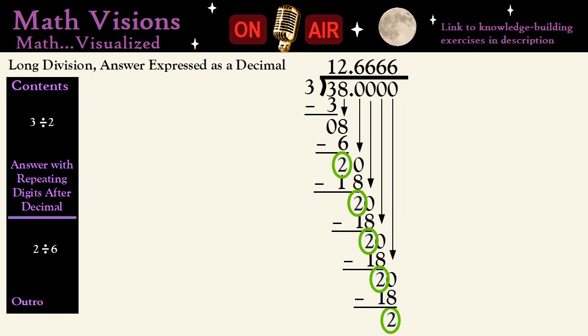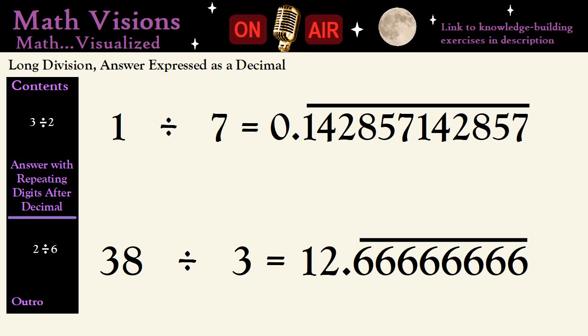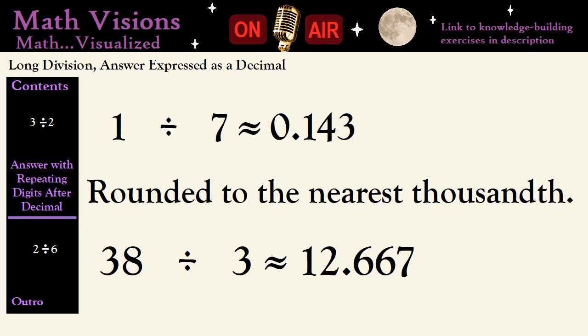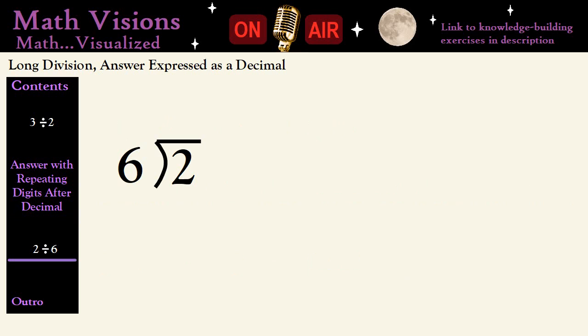For 38 divided by 3, 2 will always be the remainder once you work the second digit in 38. If you get answers such as these, you can write a horizontal line over the repeating digits. Other times you may be asked to round to a place value, for instance, the thousandths place. Now we'll go over this in more detail with 2 divided by 6.